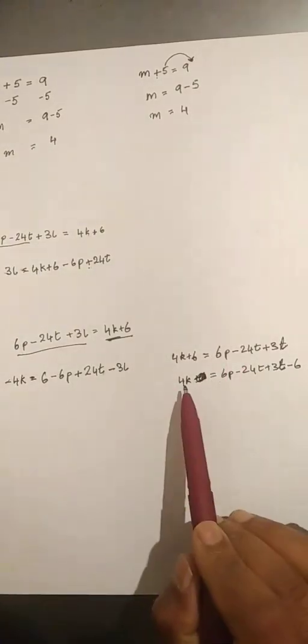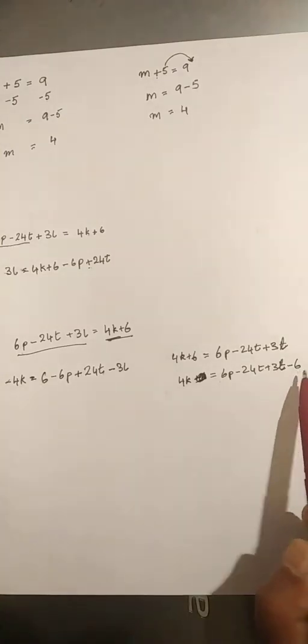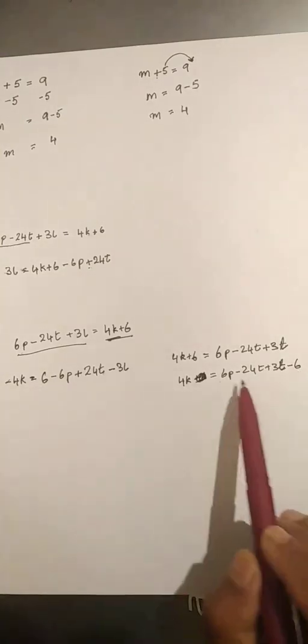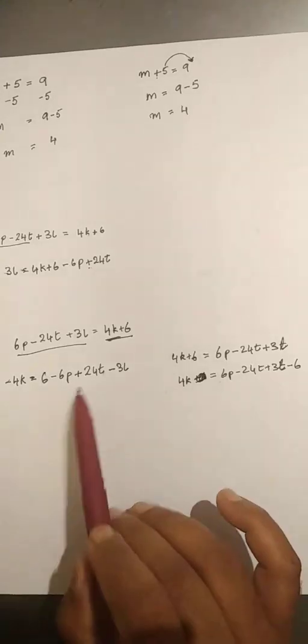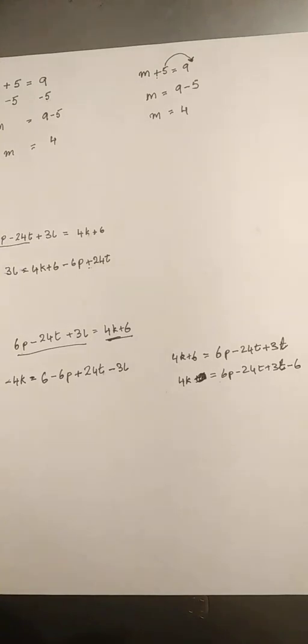All you will find is that the signs have switched. This is minus 4k, this is plus 4k, this is positive 6, this is minus 6, this is minus 6p, this is positive 6p. So you can see that the signs are exactly opposite. How these are equal, we will see in a later video.